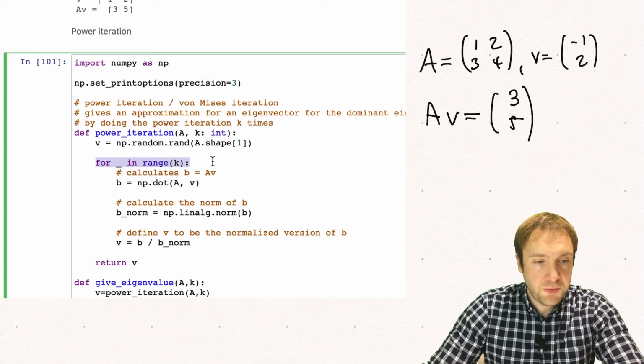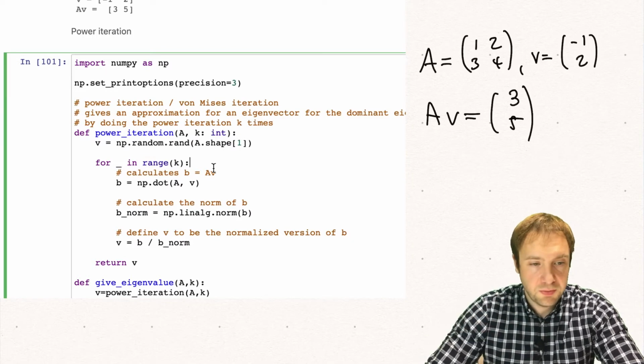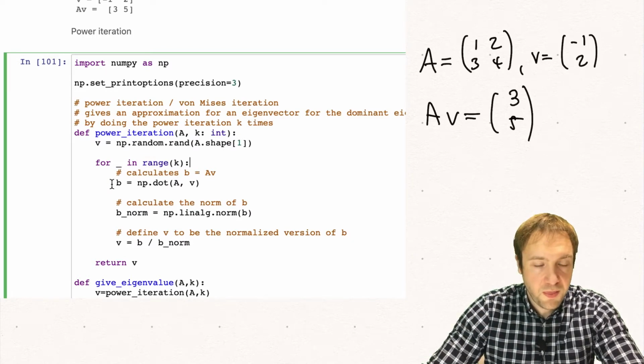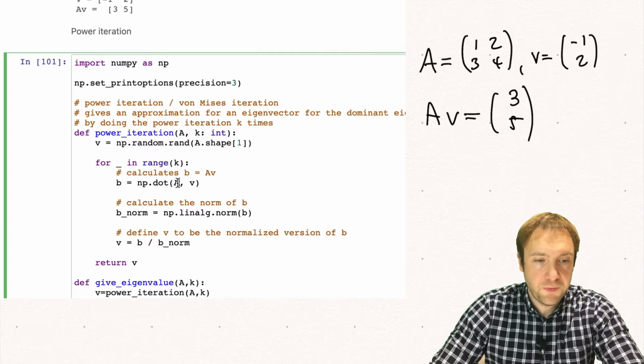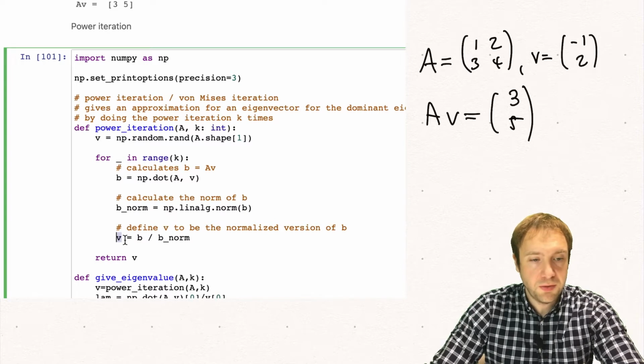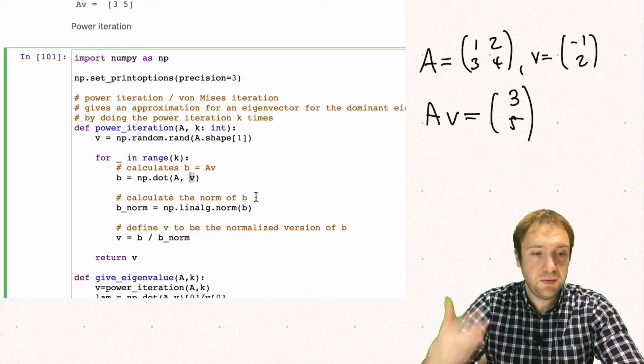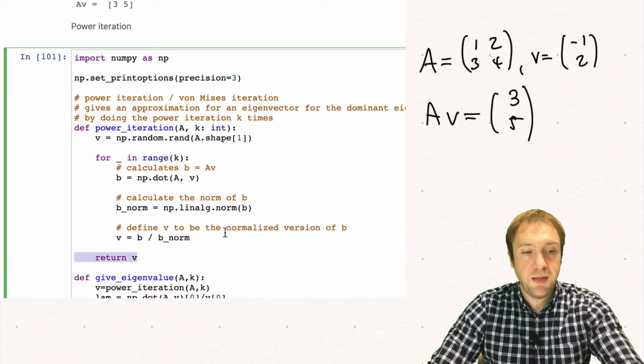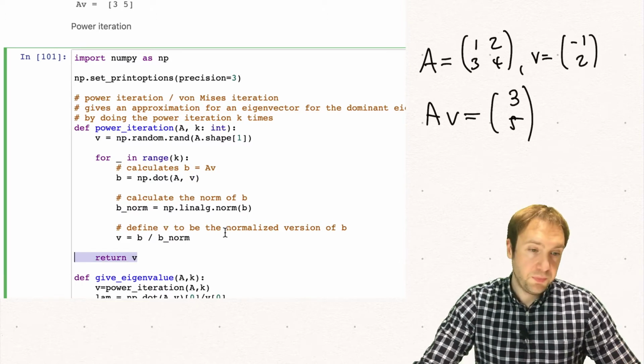Then this does the following k times. This is what we called v_k. We take the product of A with the current vector v. Then we calculate the norm of what we just computed, by this command here. Then we divide this vector by this norm, and this will be the new vector. It will use this vector again in the next step, and this is done k times. In the end, it returns this vector v.